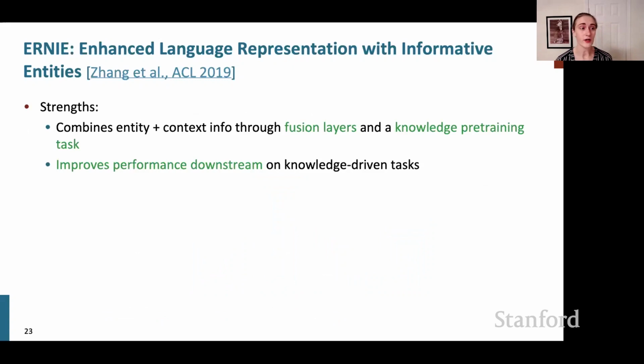So some strengths of this work were that they introduced some way to combine entity and context information through this fusion layer and this knowledge pre-training task. And then they also show improved performance on downstream tasks, which we'll come back to when we talk about evaluation.